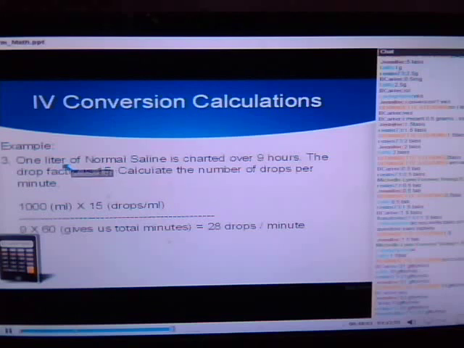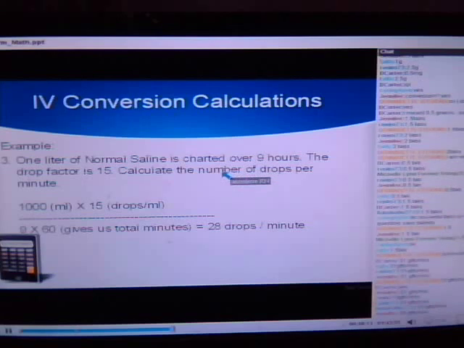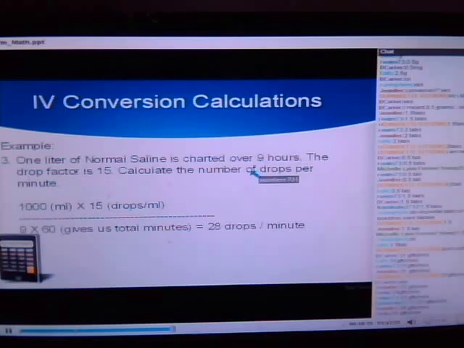Well, I guess Jennifer was first. That doesn't matter who was first. 28 drops. Terrific. If ever in doubt, like I said, the drop factor is always on the IV tubing package.